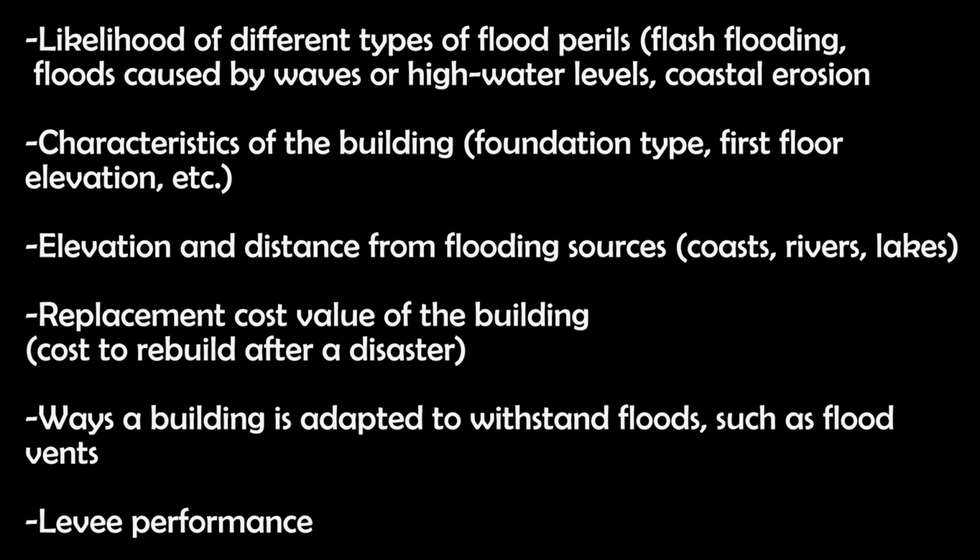For one, the likelihood of different types of flood perils, such as flash flooding, floods caused by waves or high water levels, coastal erosion, and more. Characteristics of a building, foundation type, first floor elevation, and etc. Elevation and distance from flooding sources, coasts, rivers, lakes, replacement costs, value of the building, that is, cost to rebuild after a disaster, ways a building is adapted to withstand floods, such as flood vents, and of course, levee performance.